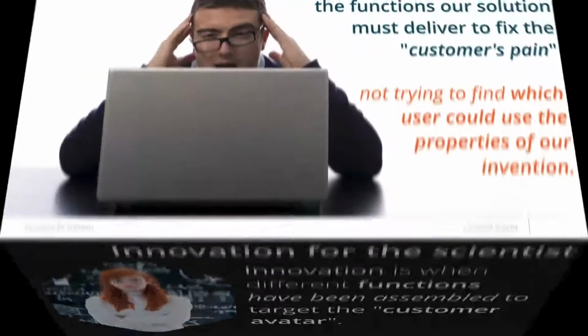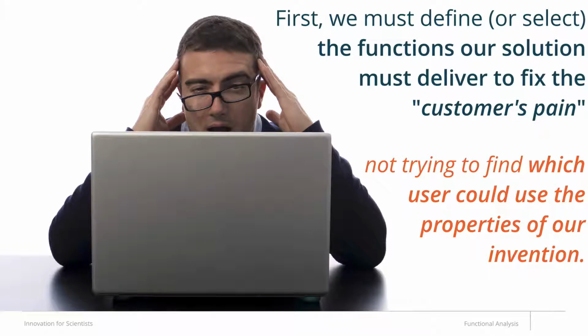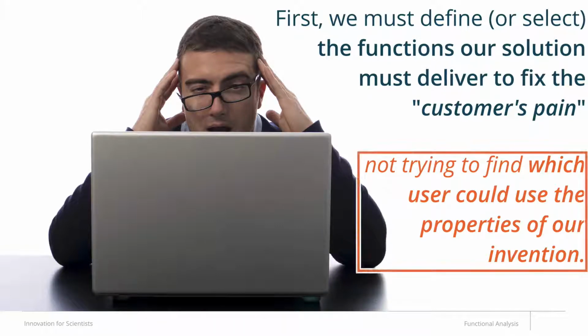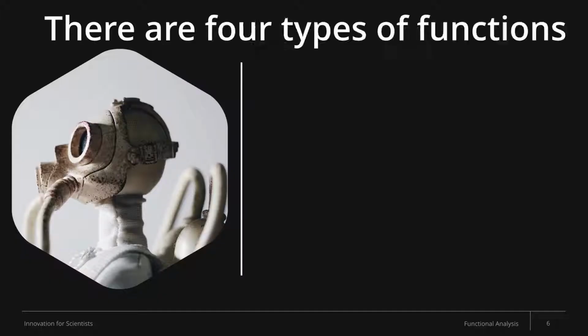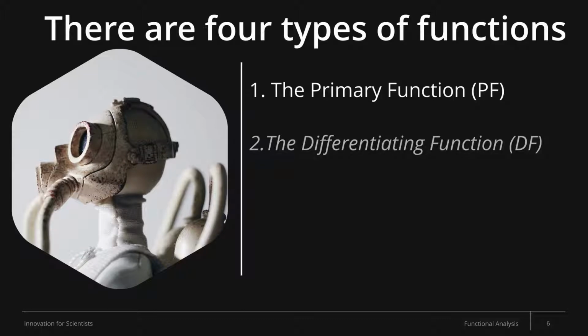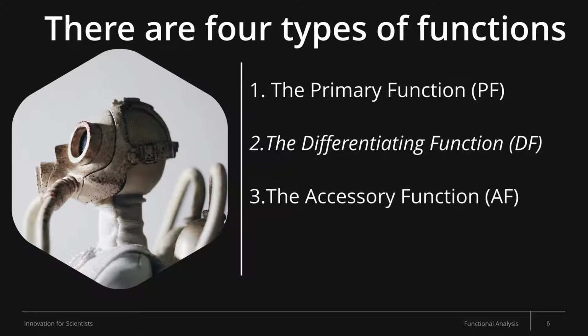So, as a researcher, a scientist, an engineer, our first goal is to define or select the functions our solution must deliver to fix the customer pain. We must be very careful not to make the usual mistake of trying to find which user could use the property of our invention. We can identify 4 types of functions. First one is the primary function, then the differentiating function, the accessory function, and the marketing function.